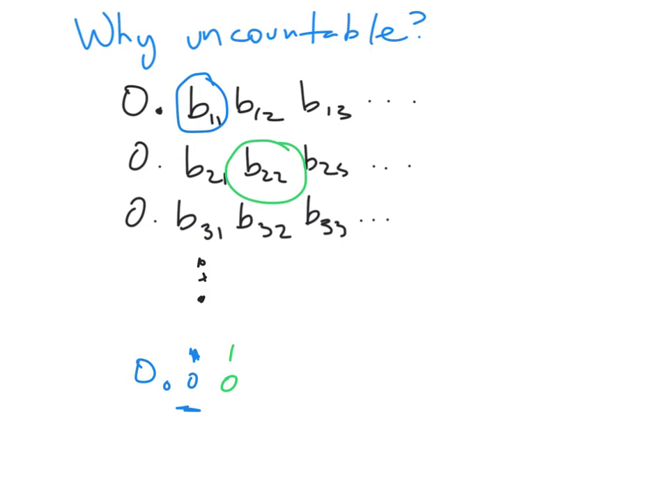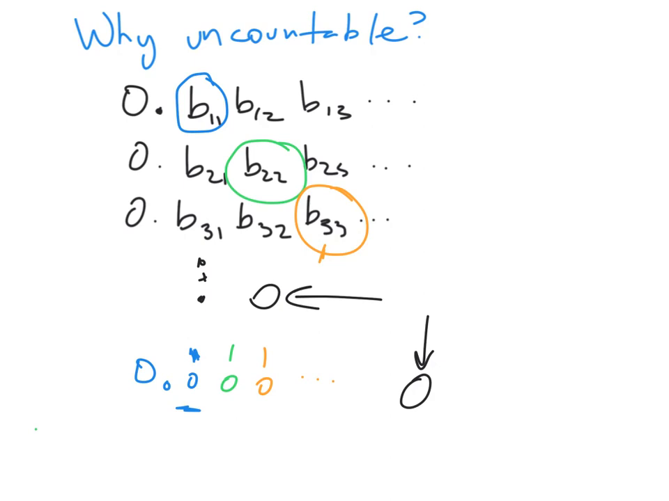And then, of course, as you might have guessed by now, I'm going to head to the third number, and I'm going to make it differ in the third digit. So if this is a 0, I'll put a 1. And if this is a 1, I'll put a 0. And I will continue this process. This is the same process that we used to show that the interval from 0 to 1 was uncountable. And I can continue this process for every single number in this list. The nth number is going to differ in the nth binary digit from the number that I'm constructing.